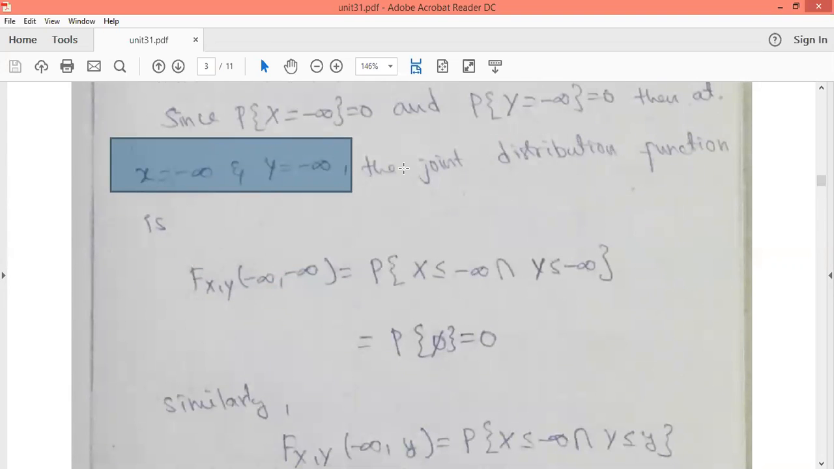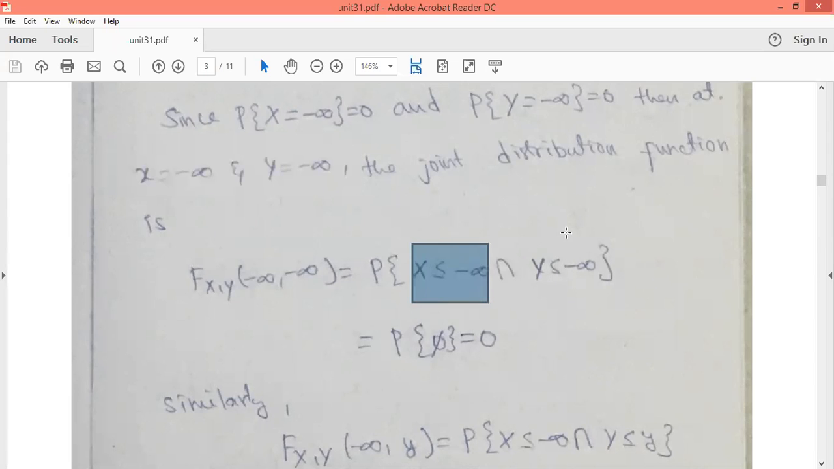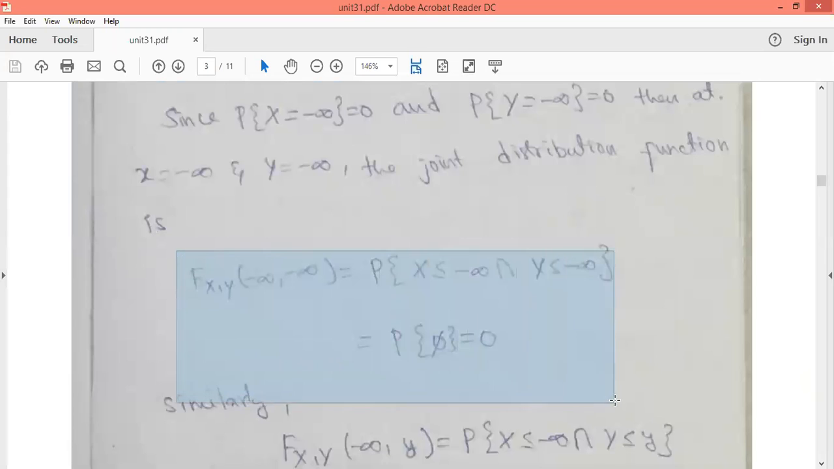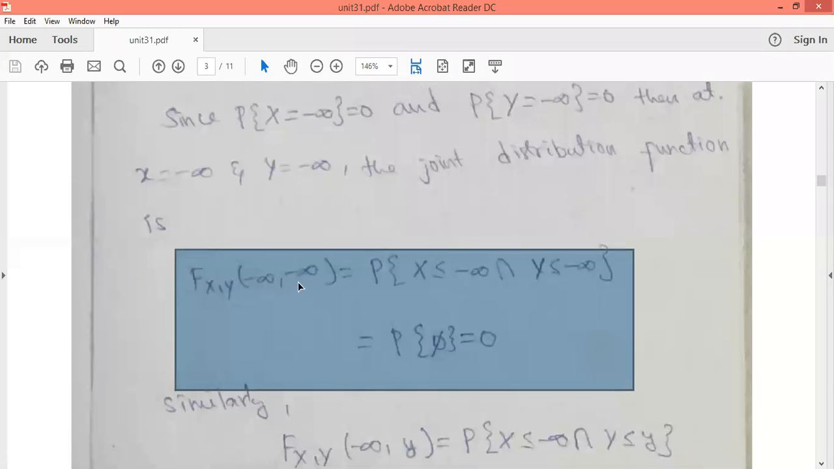Okay, so that is why the joint distribution function F_XY(-∞, -∞) can be written as probability of X ≤ -∞ intersection Y ≤ -∞. So you don't have any element here, it is a null set. Here also we have a null set. So what is this intersection? This intersection gives us a null set. So we know that the probability of the null set will be equal to 0. So this proves the first part of the first property: F_XY(-∞, -∞) will be equal to 0.